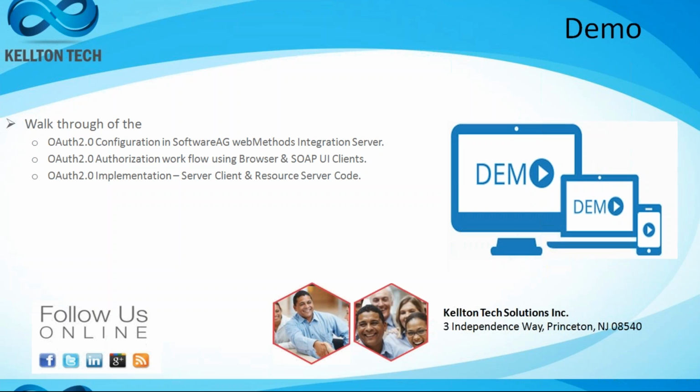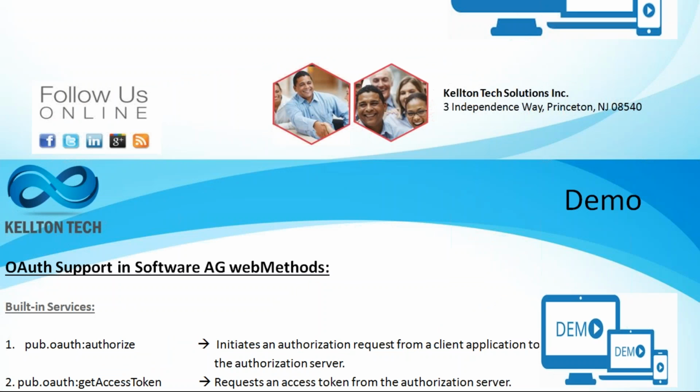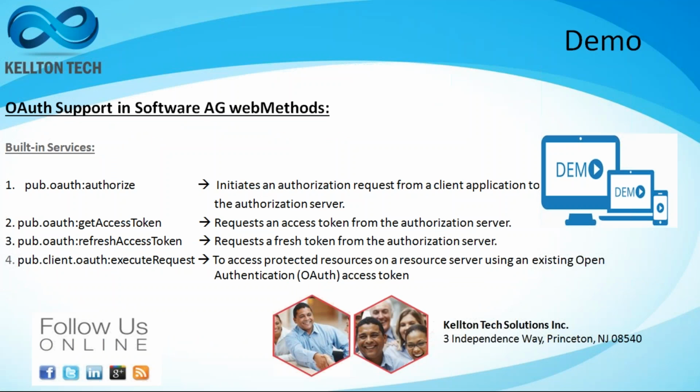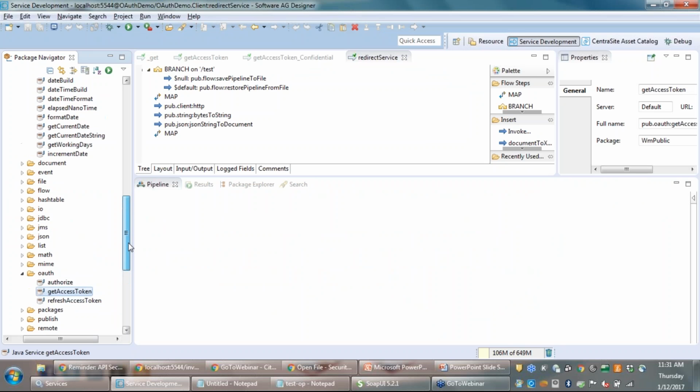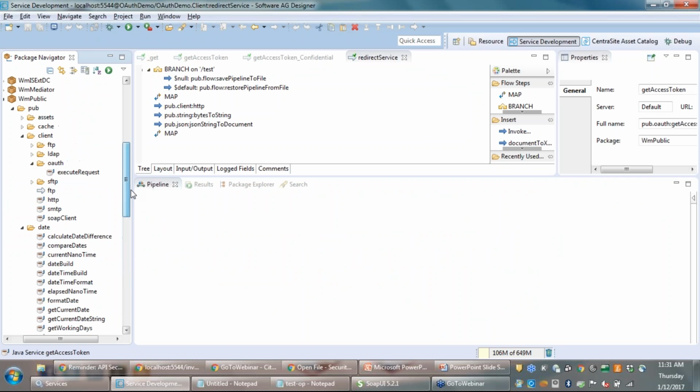So OAuth support has been introduced from 9.x versions of Software AG, and these are the built-in services that I'm going to invoke in my demo going forward. I'm switching on to the Software AG webMethods Designer screen, wherein it has the authorize, get access token, and refresh access token services, as well as one more request called execute request.